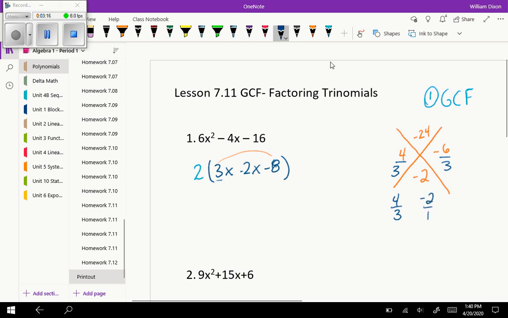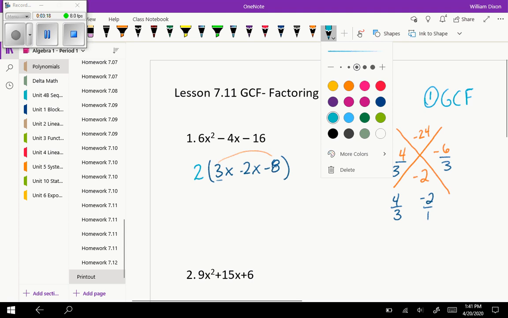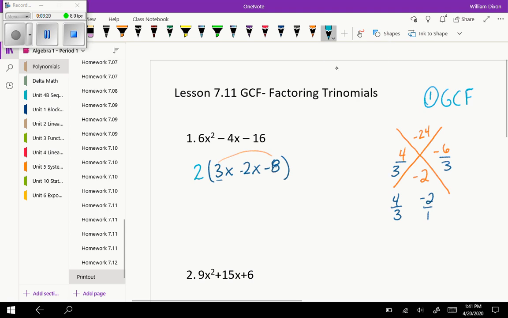All right, so now I'm going to bring down my greatest common factor, which is 2, and then I'm going to write my binomial. So I know this is the first term, so that's 3x plus 4. And on the other side, it's going to be x minus 2. Just absolutely love the x method. All right, all you do is just plug right in there.